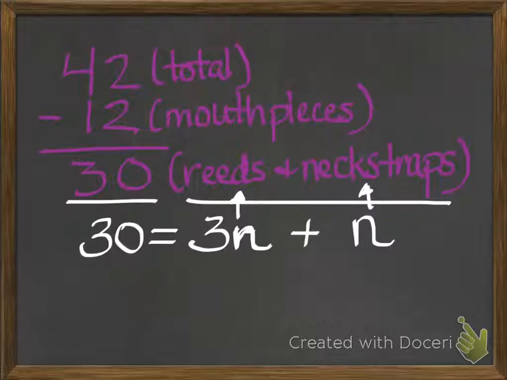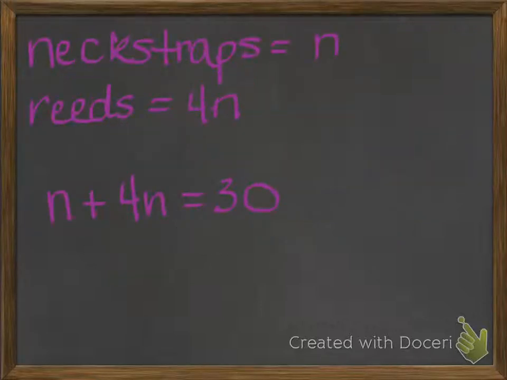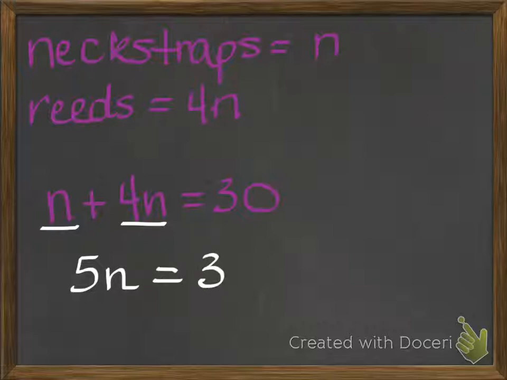Okay, so I wrote it again over here. The neck straps equals N. Reeds will equal 4N because there's 4 times as many of them. When I add them together, N plus 4N, that's going to equal 30. Remember, if we have letters that are the same letter, then you can add them together. So if I had 1N and then I had 4 more N's, that equals 5N. And 5N is going to equal 30.